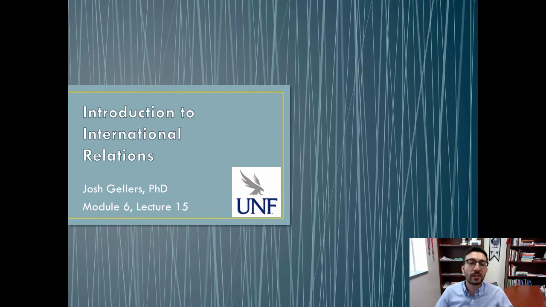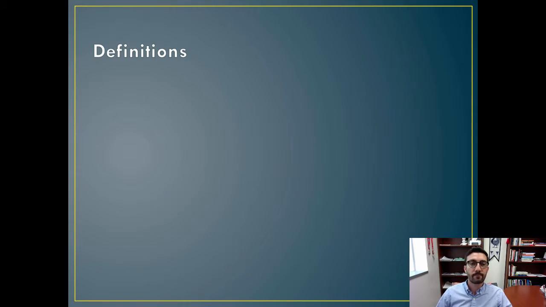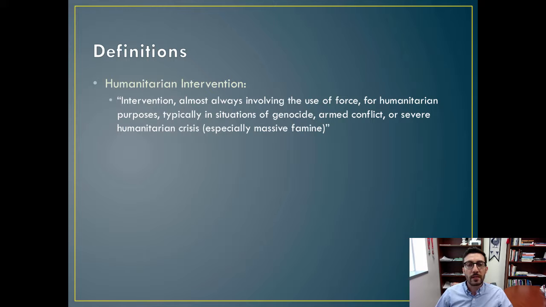Welcome to Module 6, Lecture 15, where we are wrapping up our module on international law and international organizations with a discussion about humanitarian intervention. So let's start off with some definitions to get us on equal footing. Humanitarian intervention means intervention almost always involving the use of force for humanitarian purposes, typically in situations of genocide, armed conflict, or severe humanitarian crisis, especially massive famine.